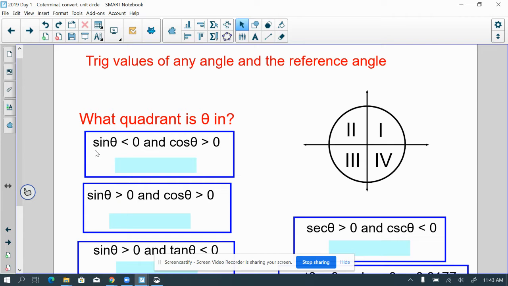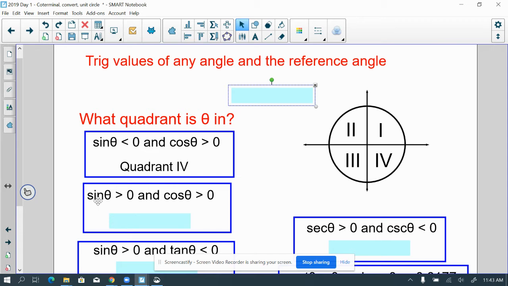Which one? Well, the sine is y. So if the y value is less than 0, then you're in quadrants 3 or 4. And the cosine is greater than 0, so that means x is greater than 0. Well, if x is greater than 0, then you're over here, 1 or 4. And so it must be quadrant 4. It is the one where the sine is negative, the y values are negative down here, but also the x values are positive.